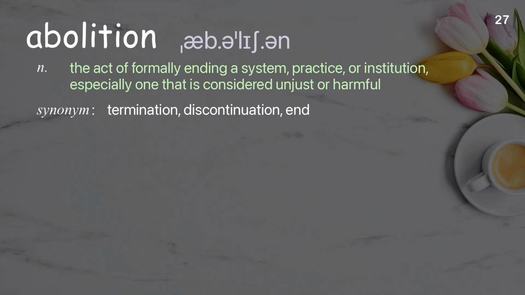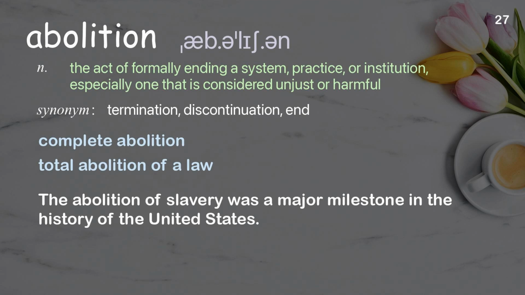Abolition. The act of formally ending a system, practice, or institution, especially one that is considered unjust or harmful. Examples: Complete abolition. Total abolition of a law. The abolition of slavery was a major milestone in the history of the United States.